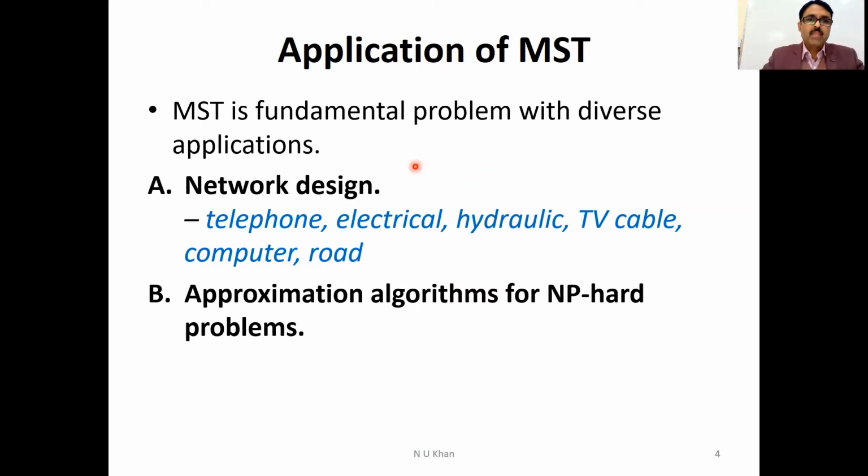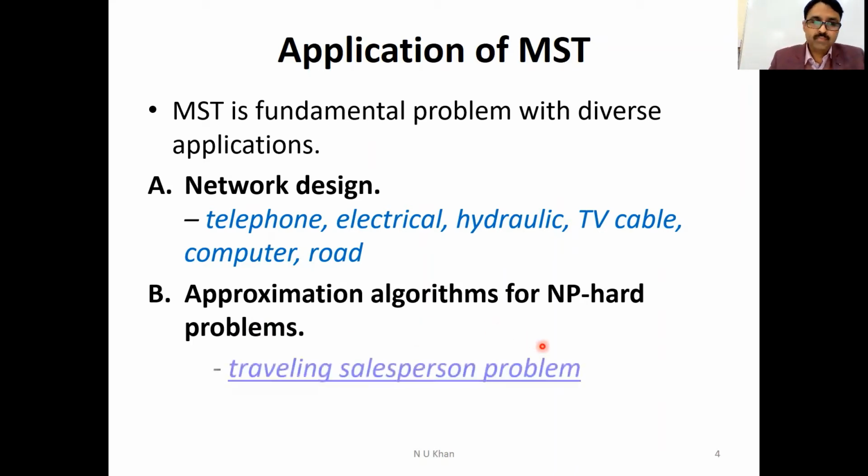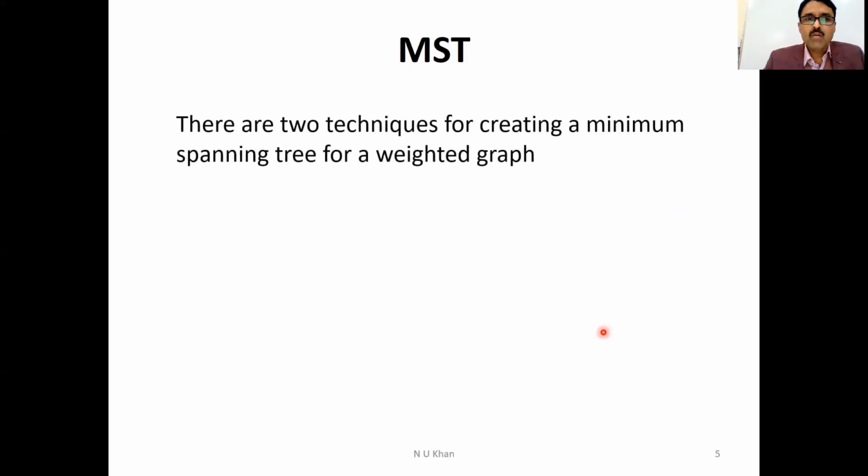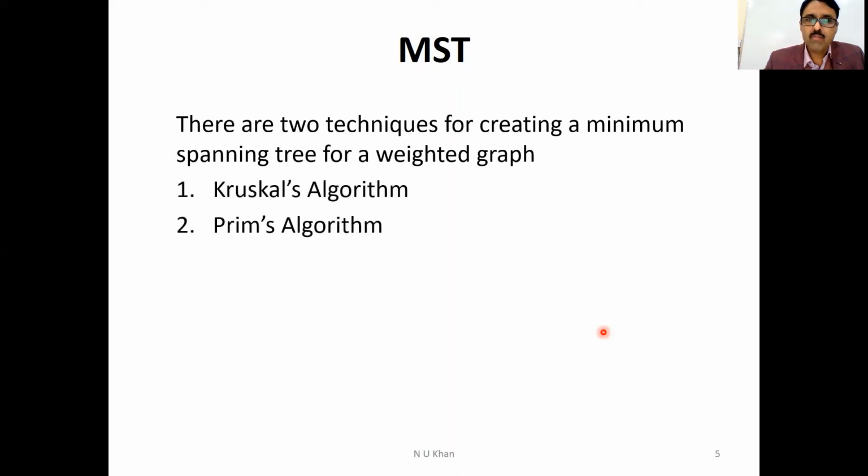And another one is approximation algorithm for NP-hard problem, the traveling salesman problem. So these are the applications of minimum spanning tree. Now there are two techniques for creating a minimum spanning tree for a weighted graph. The first one is the Kruskal approach, another one is Prim's algorithm.